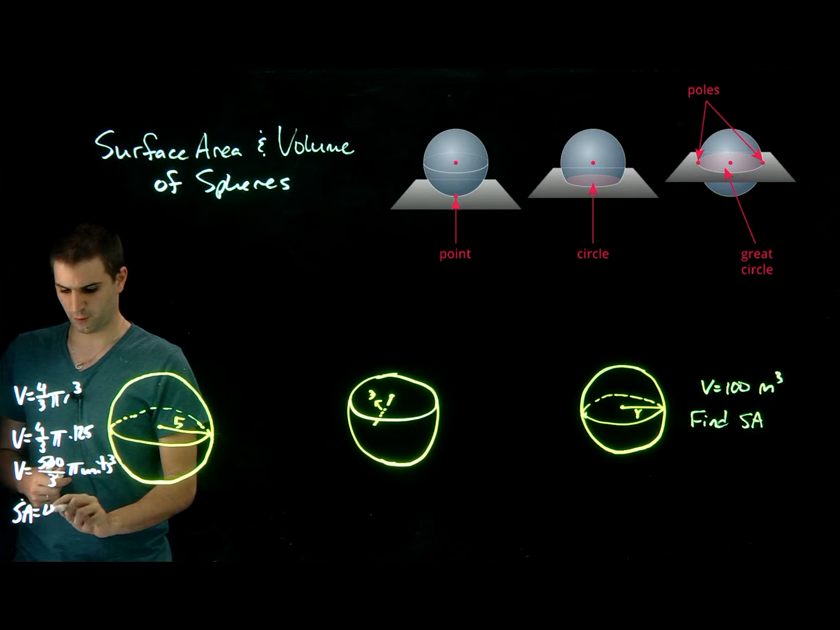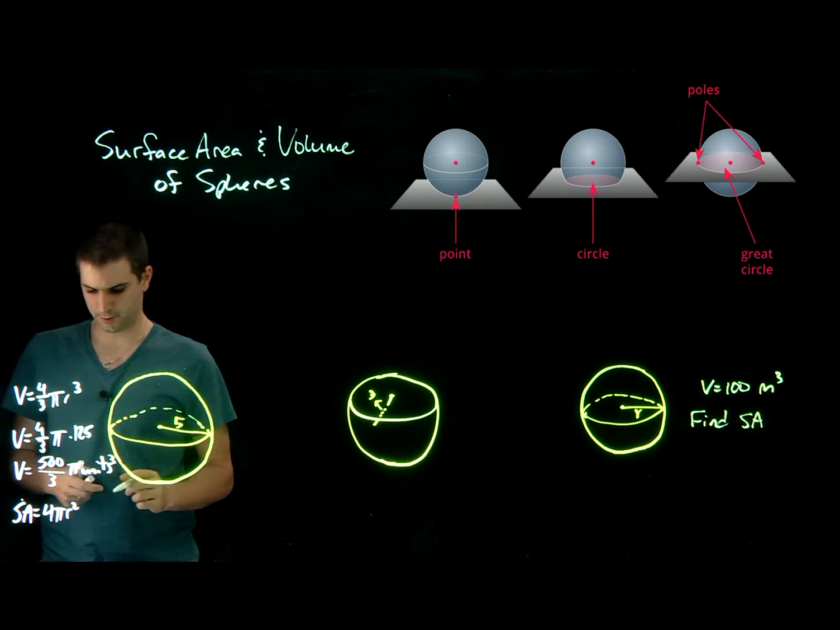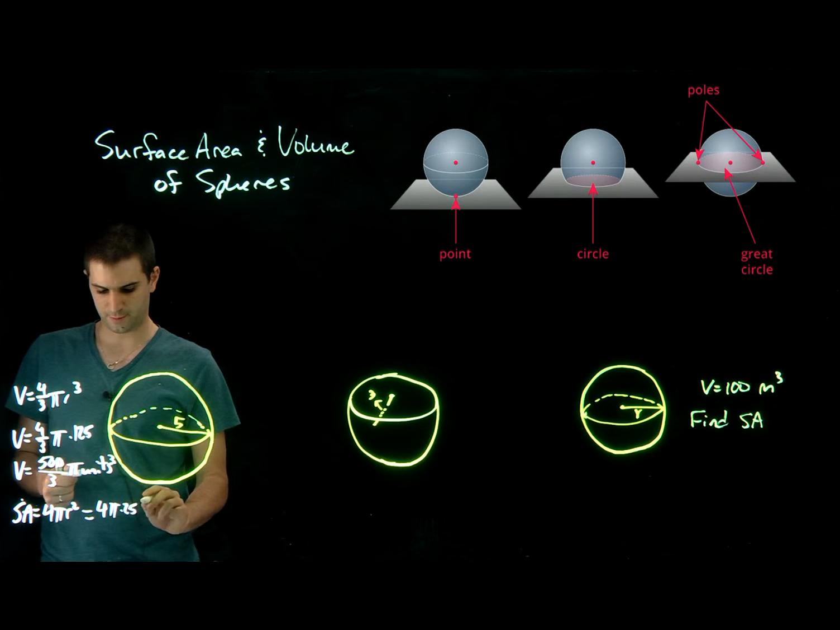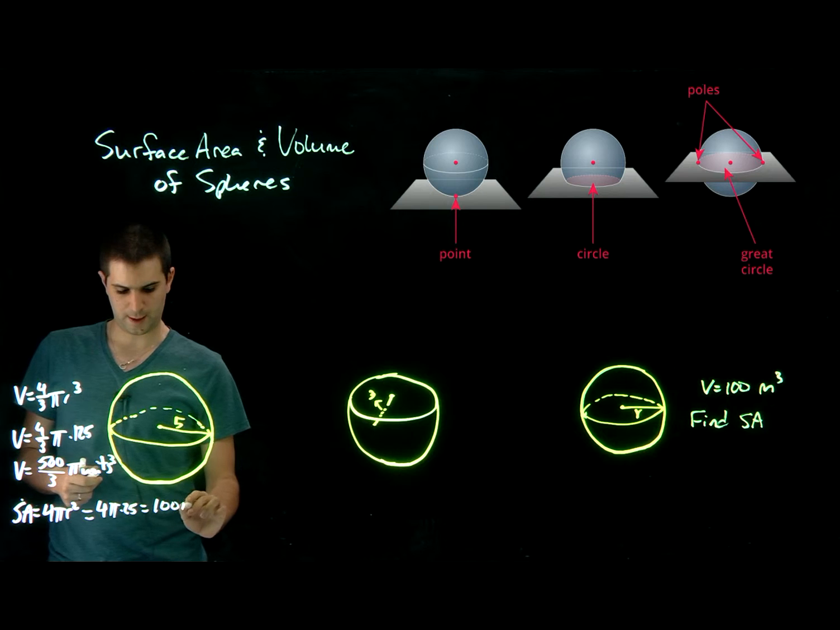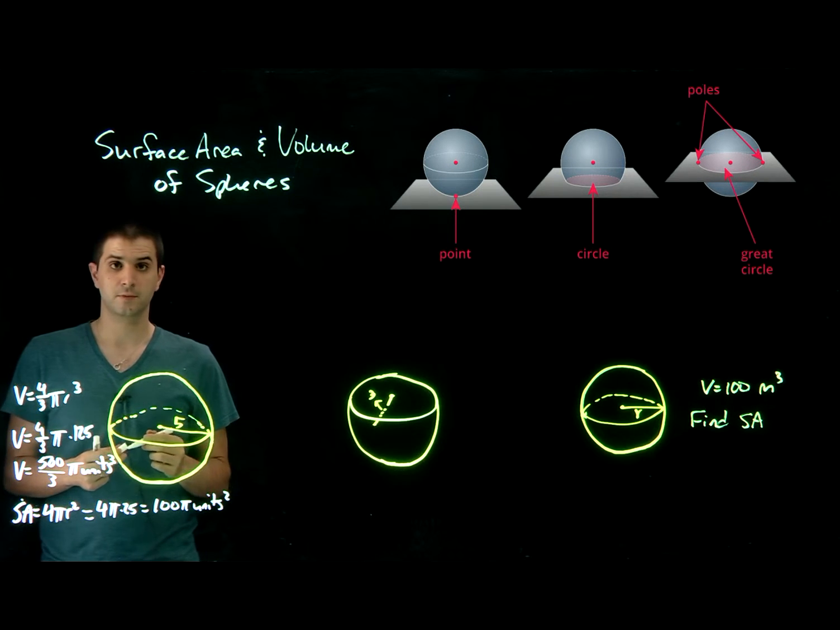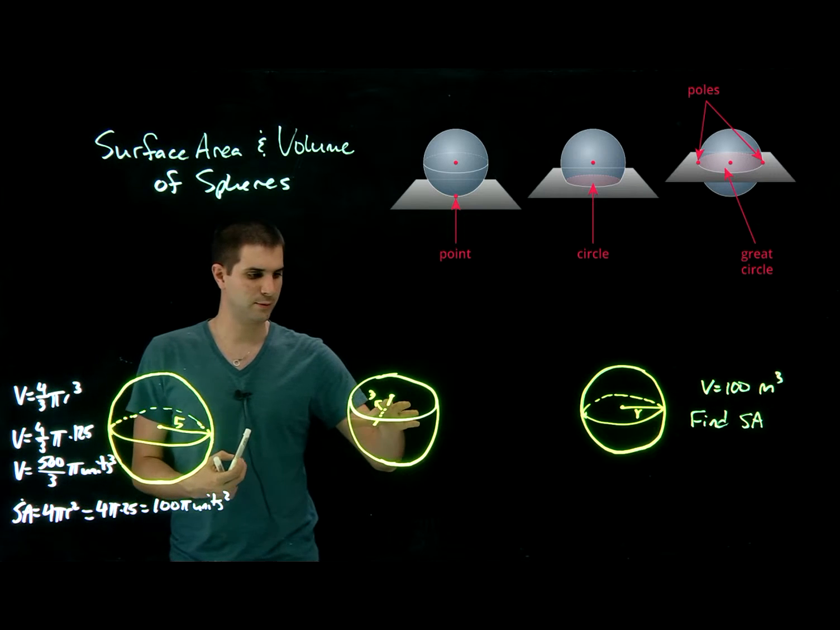Now surface area is going to equal 4 pi r squared. We just plug in r: 4 pi times 25. That's going to equal 100 pi units squared.